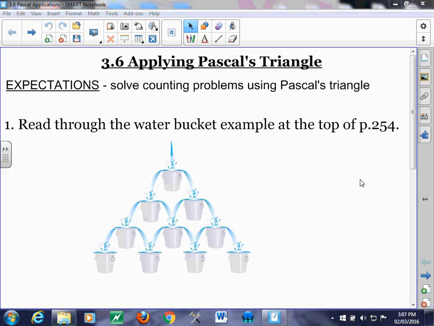So yeah, last lesson you worked on developing Pascal's triangle, which was kind of different. It's organized counting, it has patterns, but now we're going to relate it today to how it fits into this unit. So that's why we're going to apply it to some real life situations. For today's examples, folks, I'm getting them from your textbook.